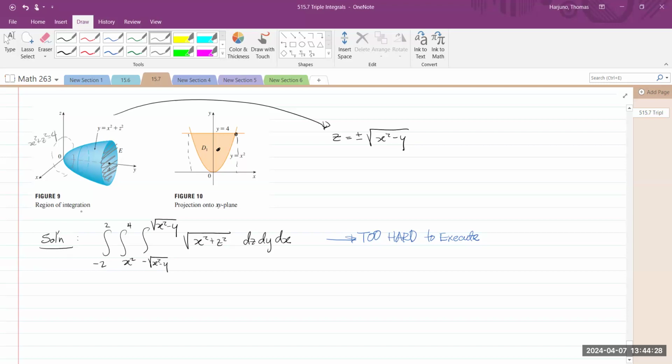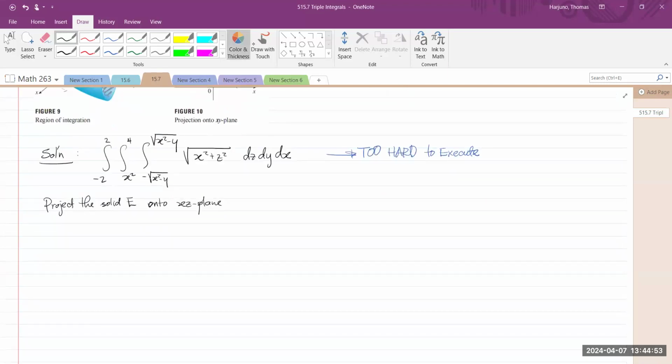So instead, project the solid E onto the XY plane. And you will see the shadow is actually a disk with radius 2.